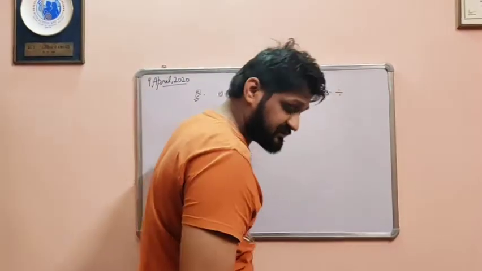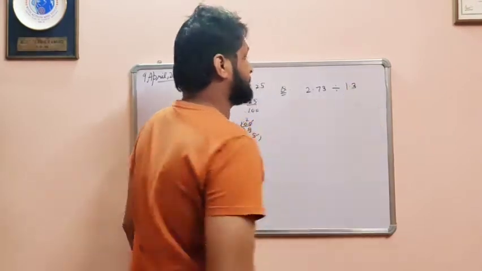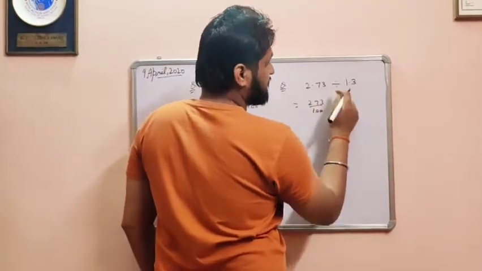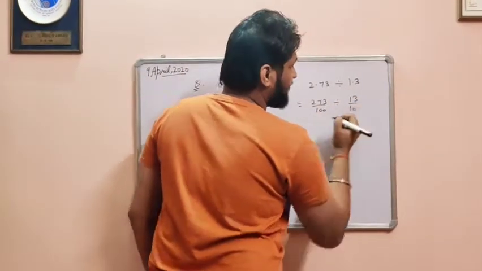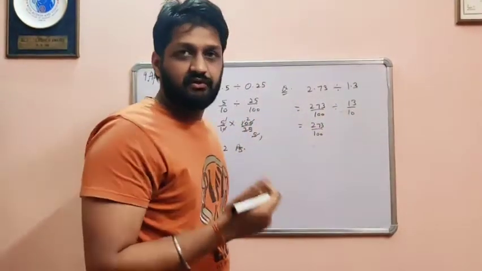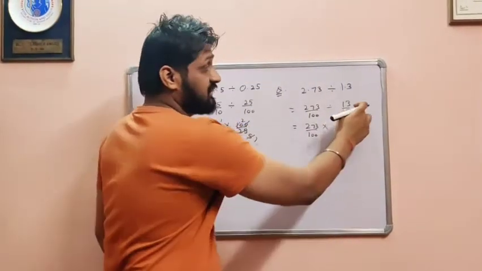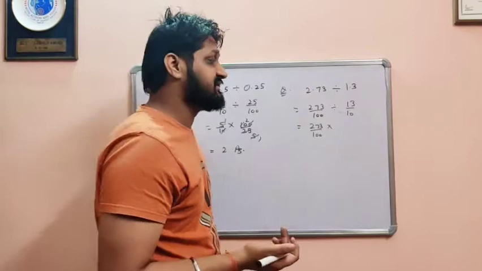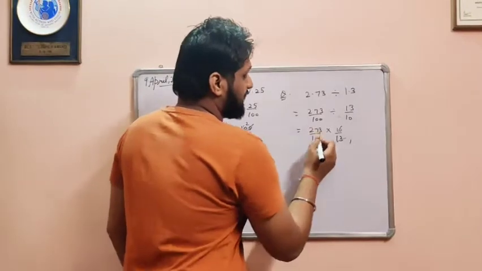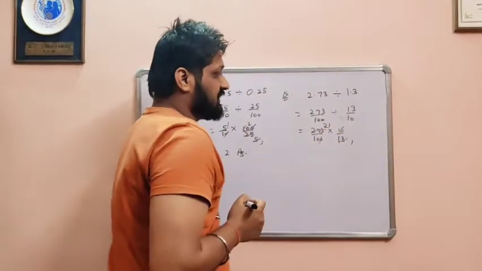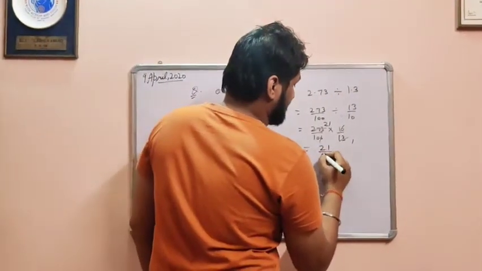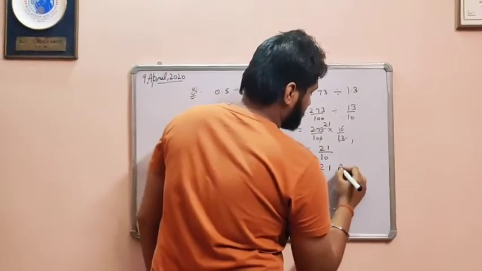2.73 divided by 1.3. Now 2.73 can be written as 273 divided by 100 divided by 13 divided by 10. Here 273 by 100, this division sign will change into the sign of multiplication, and the number 13 by 10 will be written in the form of its reciprocal, that is 10 by 13. 10 will cancel, 13 multiply 1, and this will be like 21. 21 into 13 is 273. So therefore it is 21 by 10, and 2.1 is the answer.